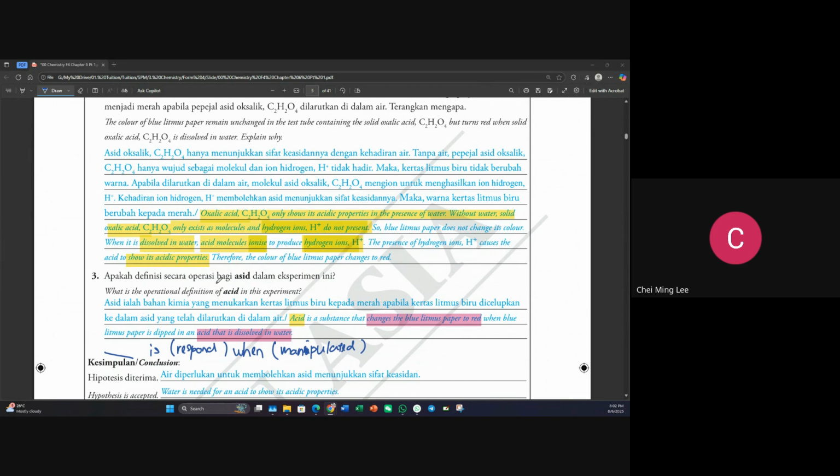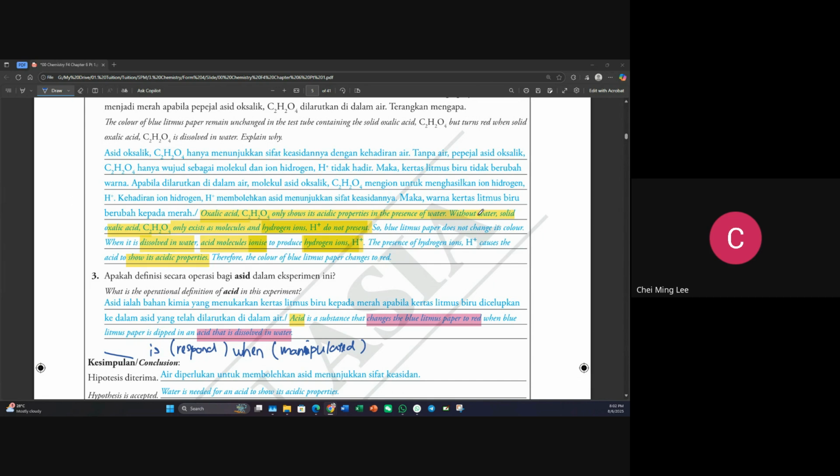Okay, so the operational definition of acid: we are trying to say that acid is the responding variable when manipulating the variable. It's a substance that changes blue litmus paper to red when the blue litmus paper is dipped in acid that is dissolved in water. You see? So it's actually the result of the responding variable when we control the manipulating variable. That's the operational definition. That's the template. You must try to remember. Okay. All right, so jot this down.